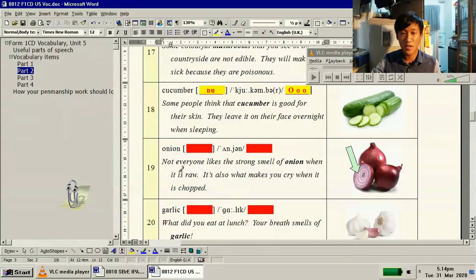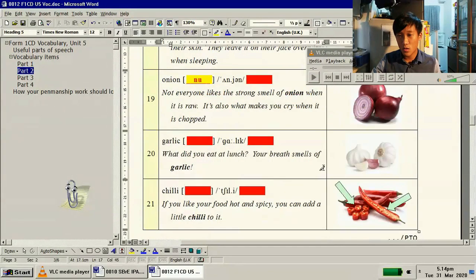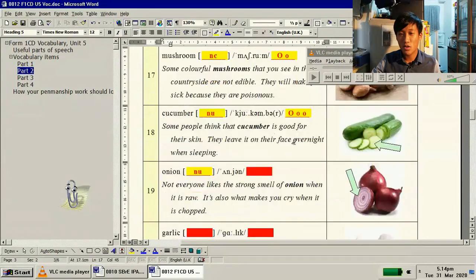Continue. 19. The smell of this. So no S, it is an uncountable noun. Okay, let me just show. For these two vocabulary items, starting from item 18, you see that there is an arrow here, pointing to a part of the picture.